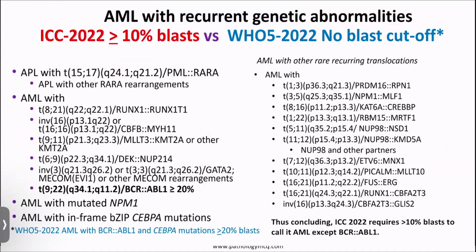One of the major changes again in WHO 2022 is that we do not need a blast cutoff, or we do not need 20% blasts, to call it an AML when we have certain recurrent genetic abnormalities present in the patient. Apart from all the translocations and mutations, we have an exception of BCR-ABL1 and CEBPA mutations, where we need 20% blasts to call it AML.